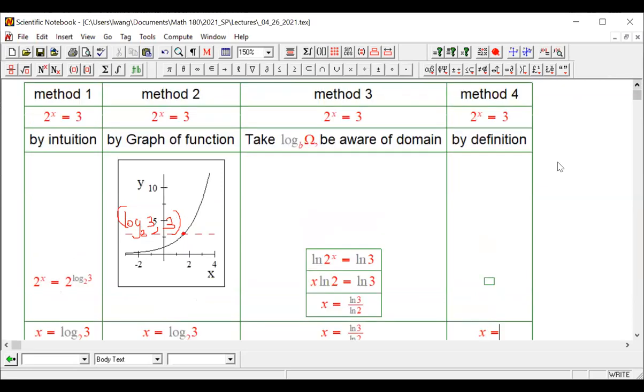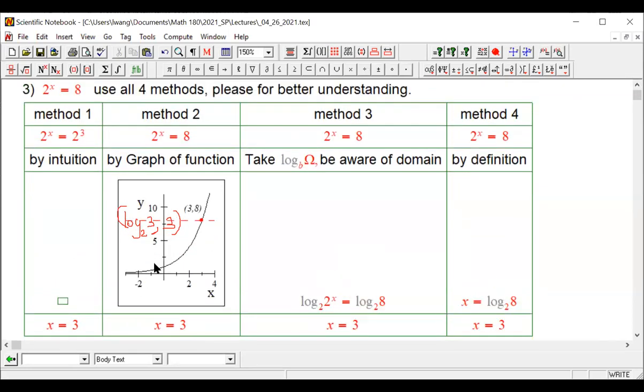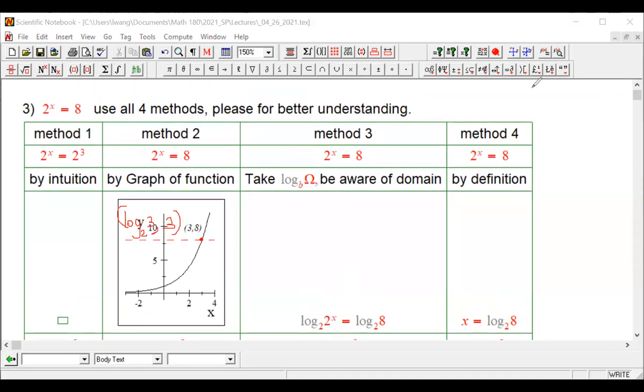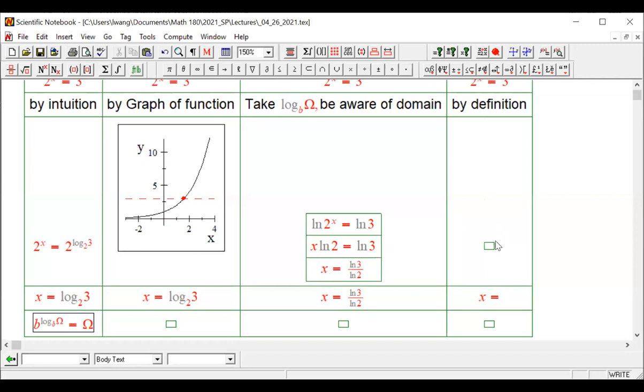Now, let's look at the definition. If we use the definition, let me clean this up, okay, I will get the same answer as I got in method 1 or method 2. Now I get a different looking answer. The question is, are they the same? How can you demonstrate they're the same?